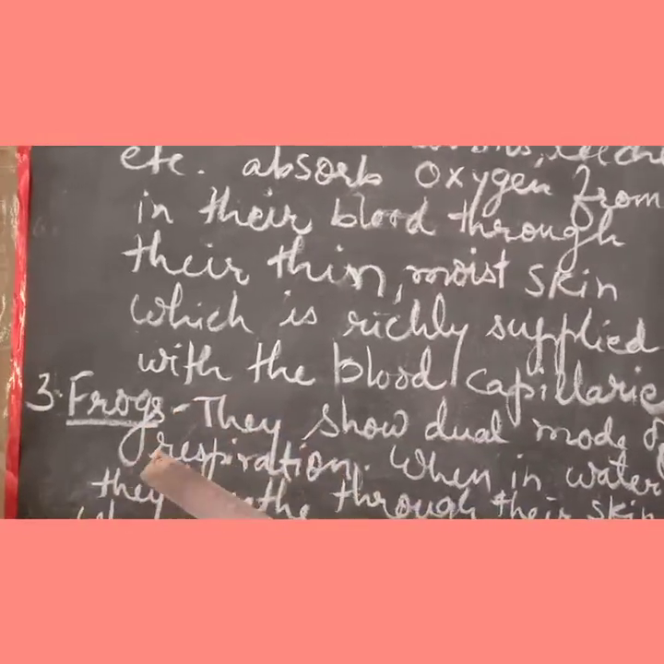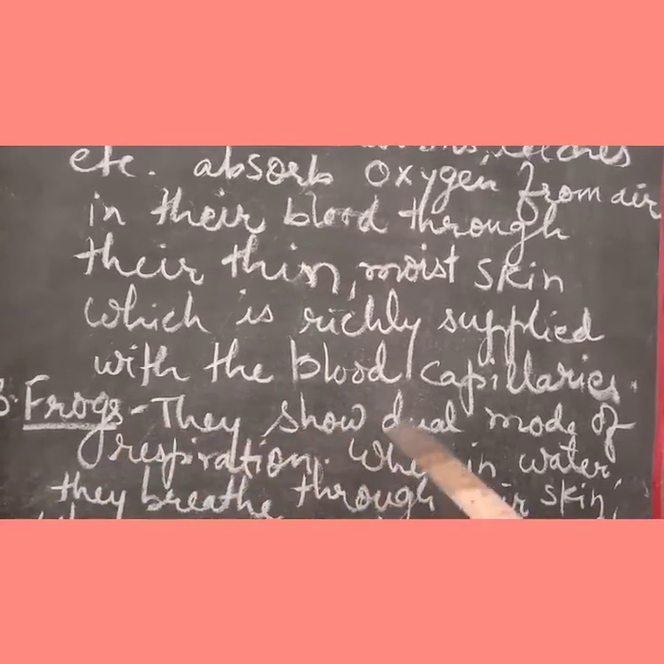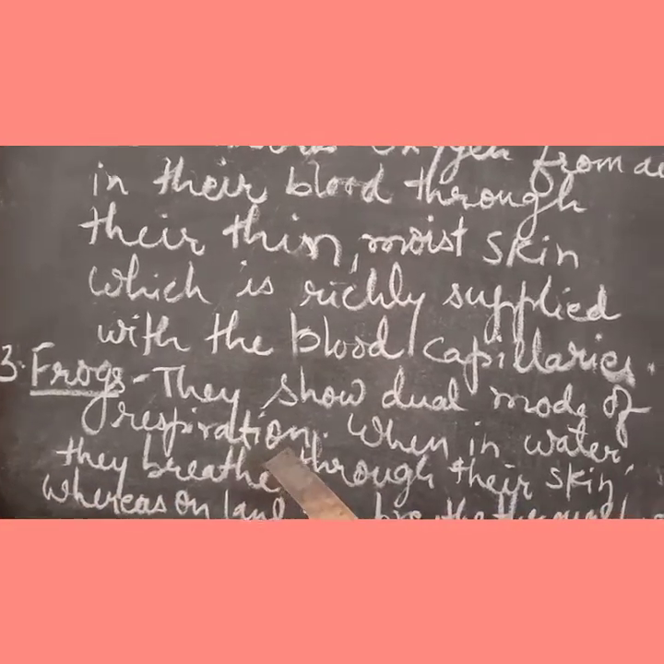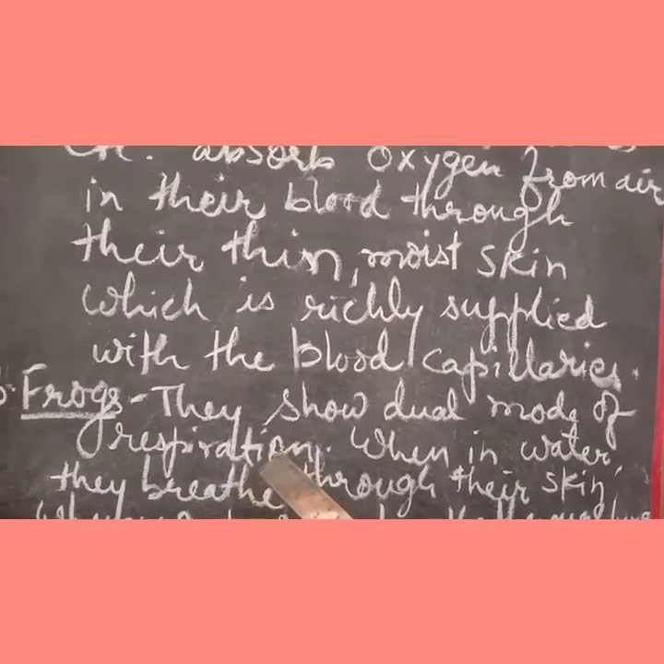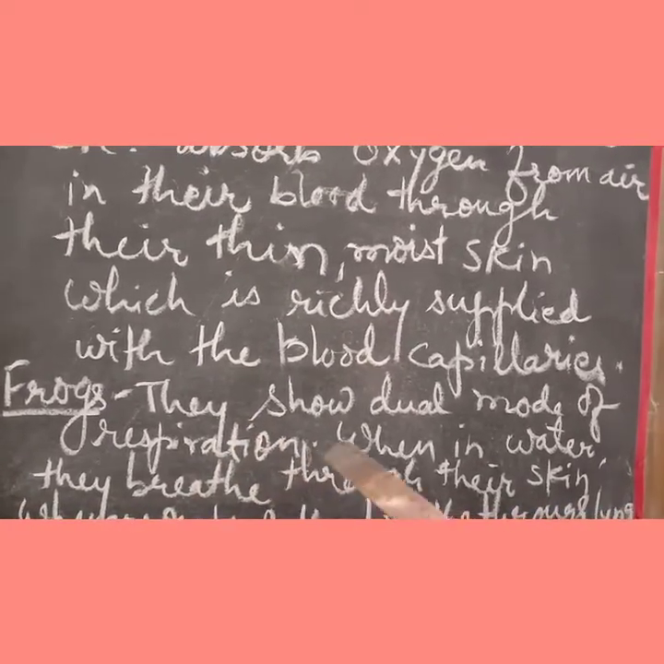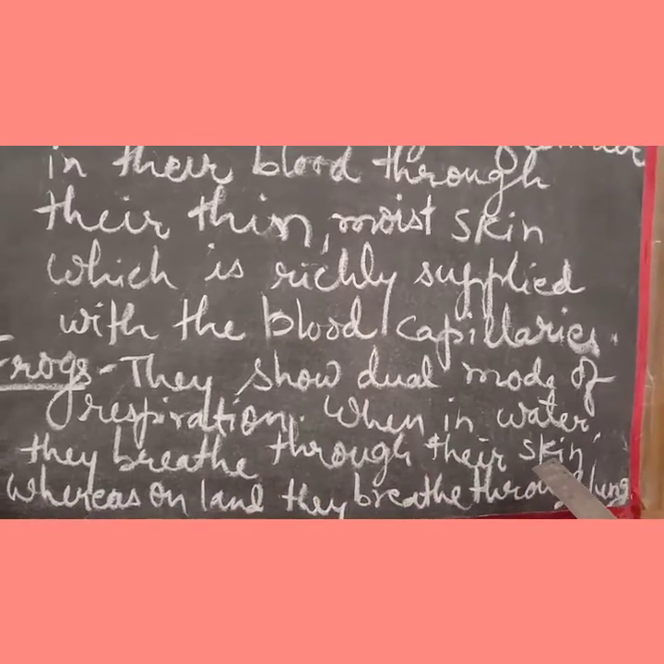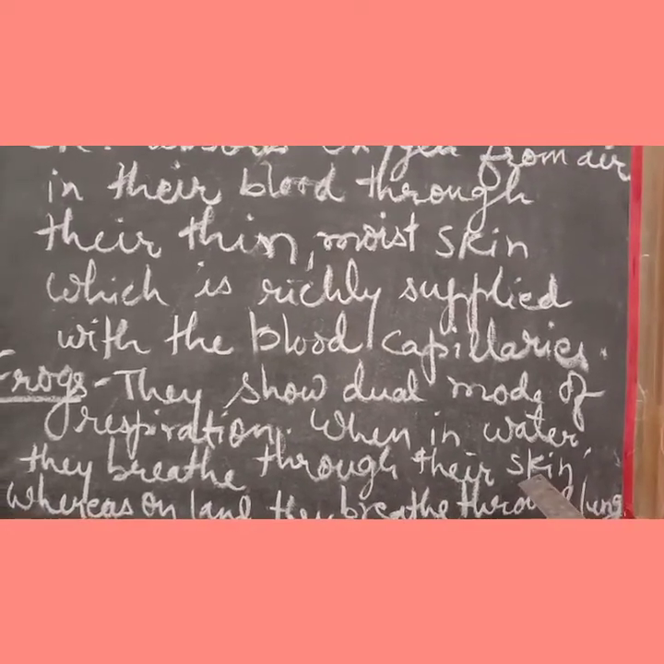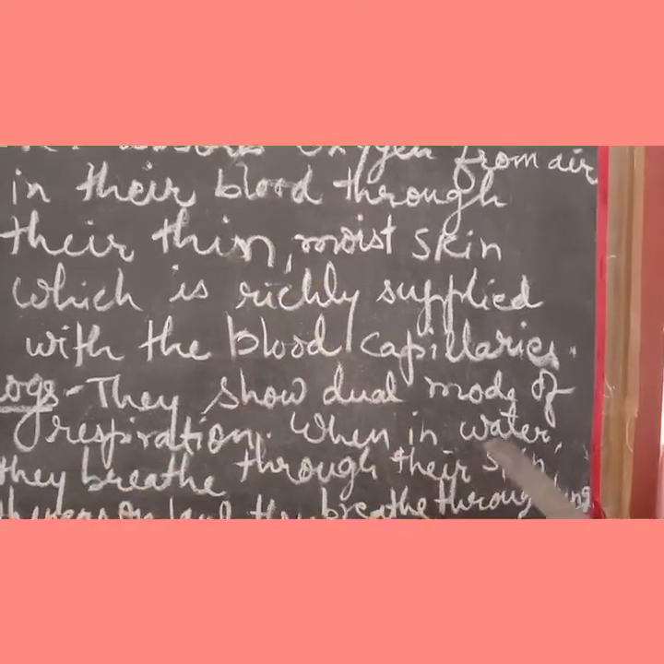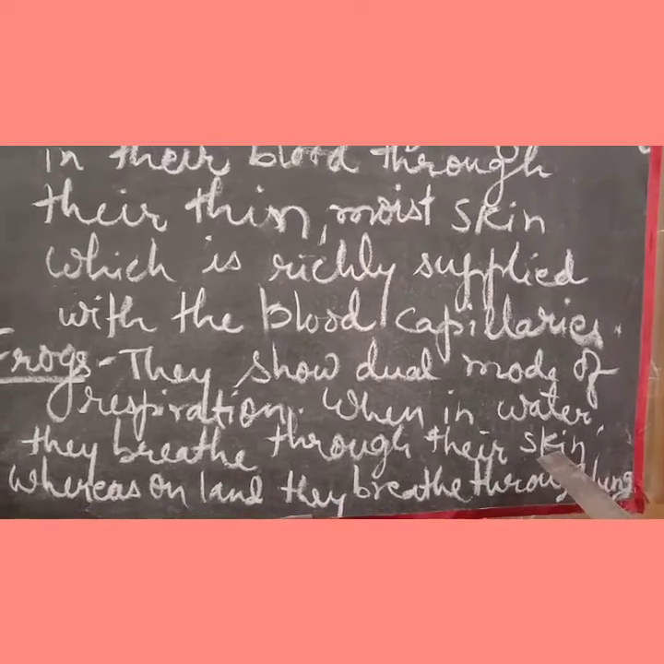Now let's see what happens in case of frogs. Children, frogs show dual mode of respiration. Dual mode means two types of respiration. They can respire through two ways, we can say. When in water, they breathe through their skin. Their skin is also moist and very thin, like those of earthworm. So they can breathe through their skin when they are inside water.